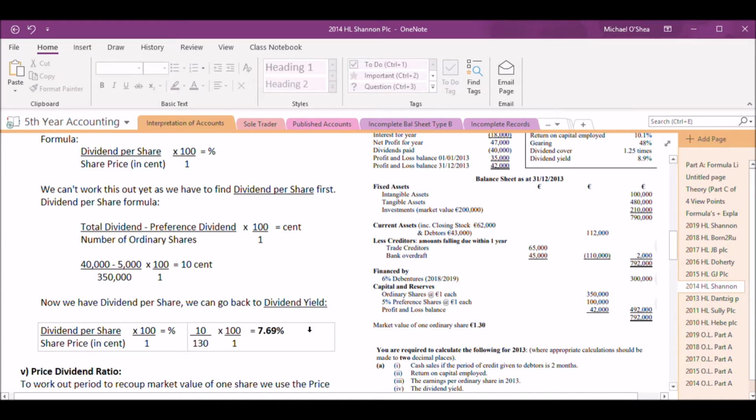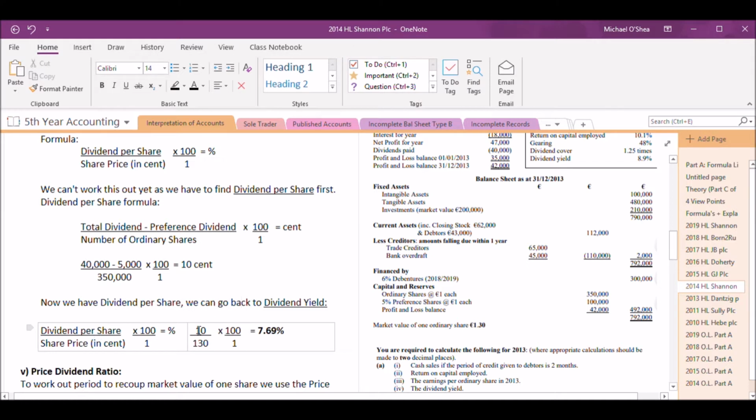Again, they're my issued ordinary shares. 35,000 over 350,000 is 10%, so they work out in cents. It's 10 cent, my dividend per share. Every share you buy, you get 10-cent return in dividends. Now we have to work out our dividend yield.